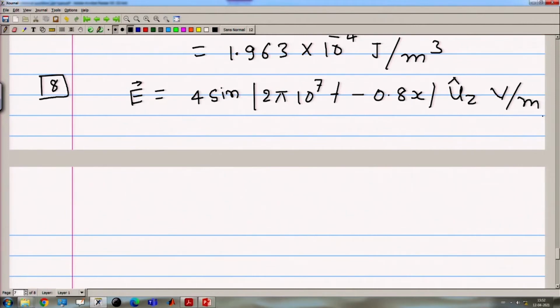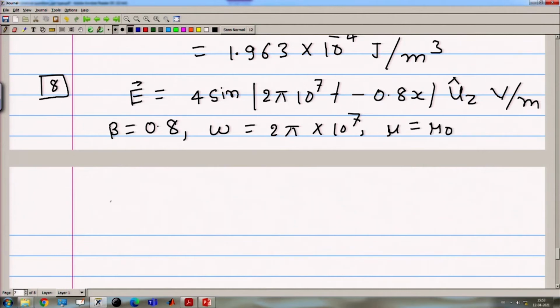So, from this we can compare with sin(omega t minus beta x). After comparing, we can see that here beta is equal to 0.8 and omega will be 2 pi into 10 to the power 7. So, this is the omega and beta, and because this is a non-magnetic medium, mu will be equal to mu naught.